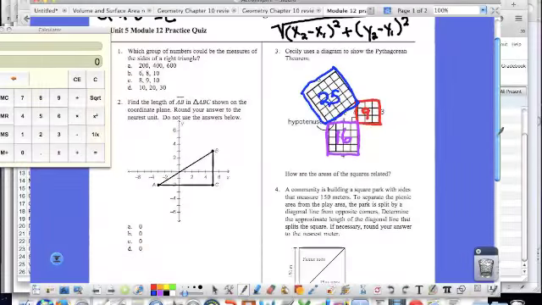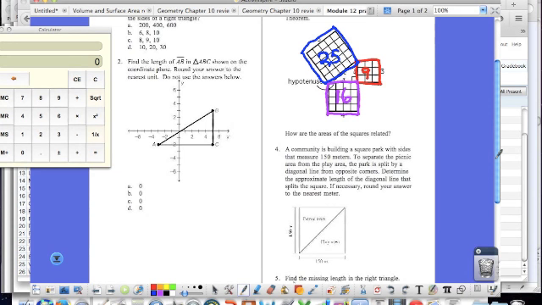A community is building a square park with side lengths that measure 150 meters. It's a square park, so this is 150 and that's 150, right? They want to separate the picnic area from the play area, so they want to split it in half by putting a diagonal. Determine the approximate length of the diagonal line.